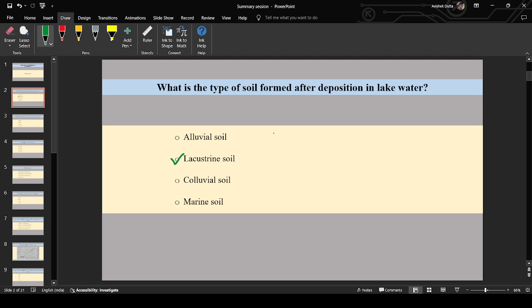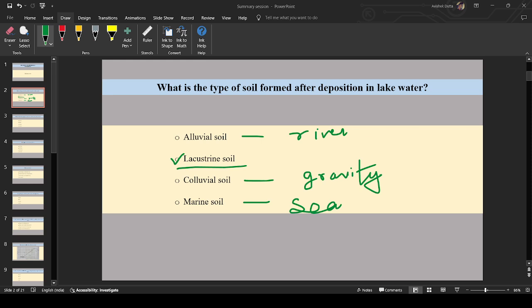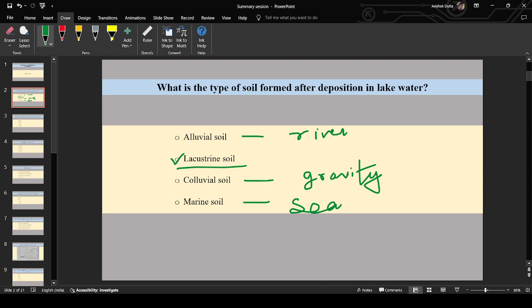Alluvial soil is formed by deposition from the river water. Colluvial soil is formed due to gravity. And marine soil is formed due to deposition from the sea water. So lacustrine soil is formed after deposition in the lake water. It is called lacustrine soil. This is an important question from the first unit, origin of soil and its formation.